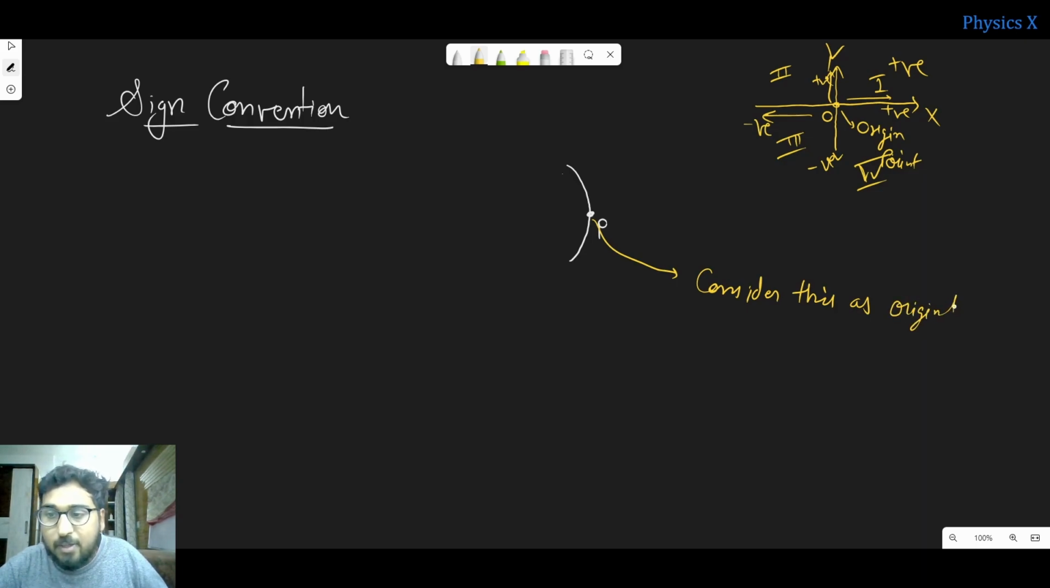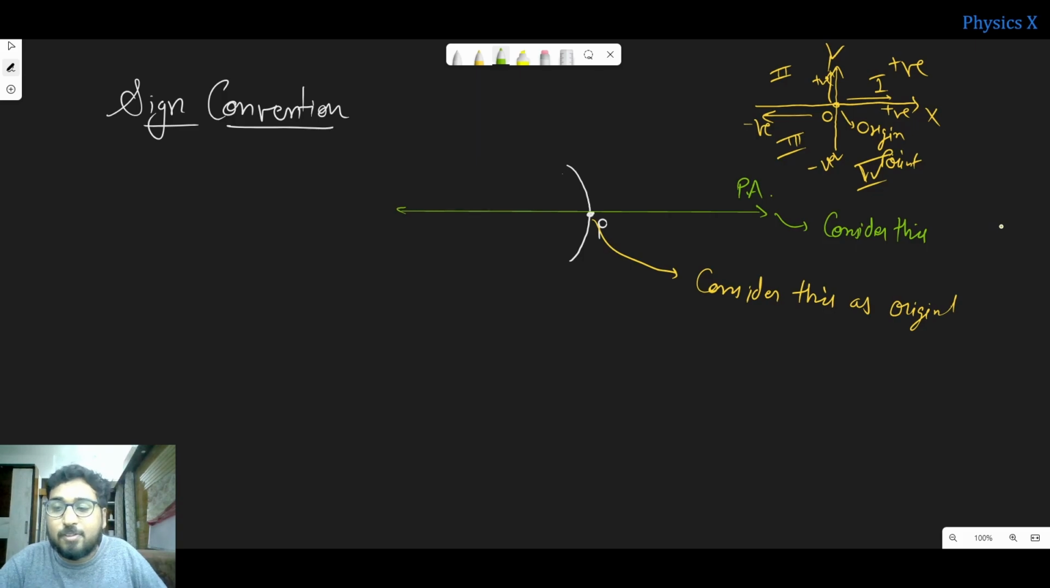of your Cartesian plane. So if you are considering this as origin, first of all, I will draw the principal axis, right? Now this principal axis, you can consider it as your y-axis. Okay, this is your principal axis. Consider this as the origin. Consider this as y-axis.